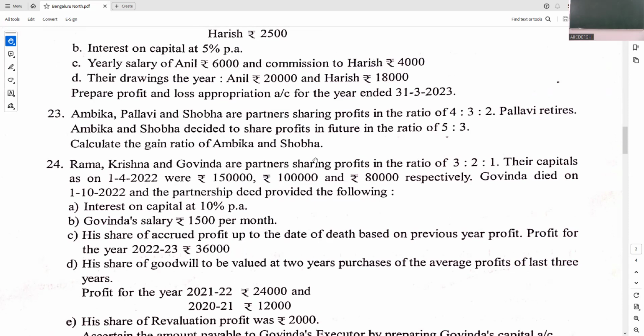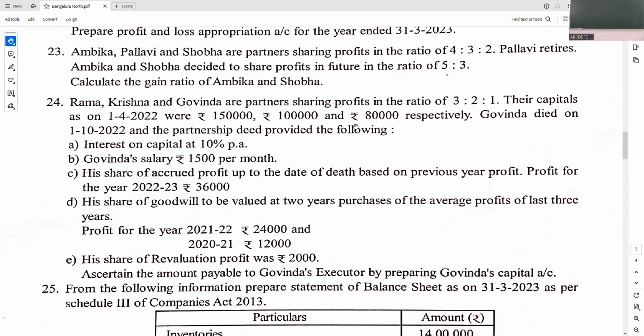Then, a simple question on death of partner. Interest on capital is there. Interest on capital, go in salary, very simple. Accrued profit based on previous year profit. How many months he lived? 6 months. Very good. So it will be 36,000 into 6/12 into that particular partner's share. Then share of goodwill based on 2 years purchase of the average profits of last 3 years. So last 3 years profit will be 24, 12 and 36,000. So that will be totally 72 divided by 3. It will be 24. Then 24 again you have to multiply.